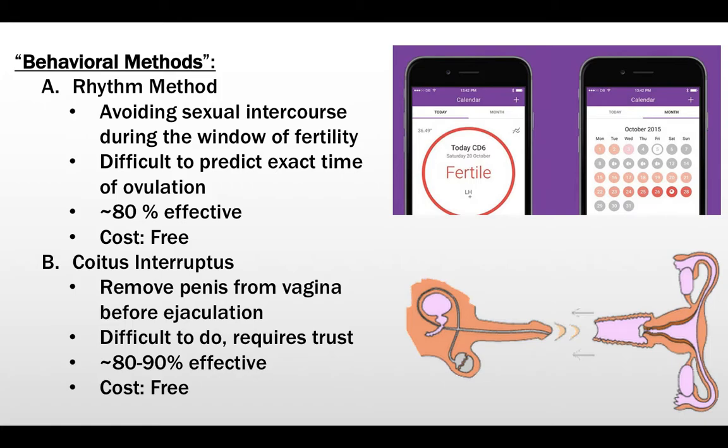Coitus interruptus is a fancy name for removing the penis from the vagina before a man ejaculates. The problem here is that it is difficult to time effectively, and it requires trust and complete control of the male. It is about 80 to 90% effective if done properly and is also free. Neither of these methods are terribly effective because they both rely on human behavior.